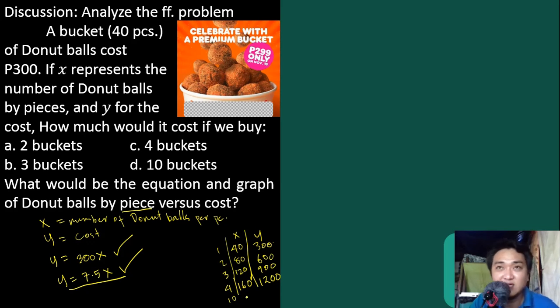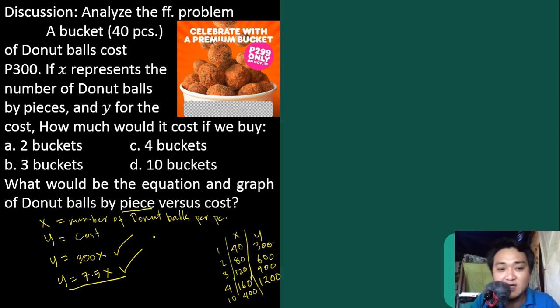10 buckets. So ilang kaya yung laman niya? That is 40 times 10 lang. So that is 400. At magkano kaya yung kanyang magiging price or presyo? So ang gagawin lang natin, we'll just use the equation. Yun ang kagandahan, no? Basta meron ka ng equation, you can compute on an even much higher number of pieces.